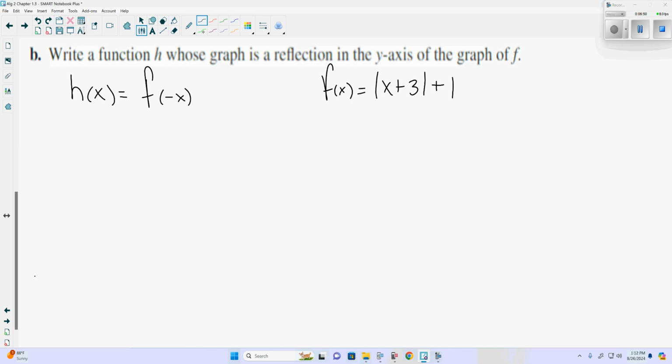Well, inside the parentheses is not f of x anymore. We have f of negative x. Just like we did on Friday with left to right, where we replaced every x with x minus h, we're now going to replace every x with negative x. So this x here is now going to become negative x. We'd still have the absolute value, but instead of just x, we now have negative x plus 3 plus 1.